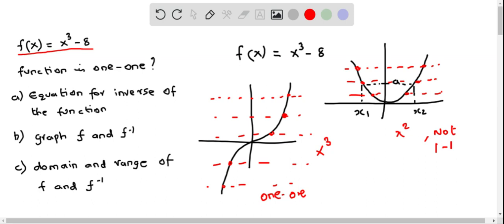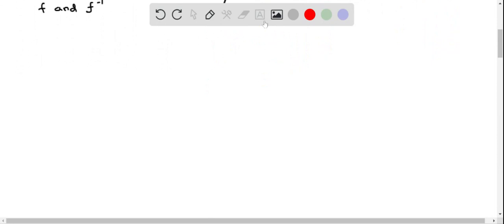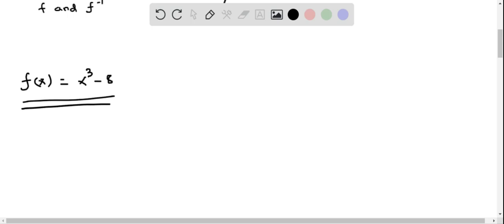Now considering the function given in this question, let's write it down. We have f of x equal to x cubed minus 8. We can also determine if it is one-to-one using the algebraic method. In the algebraic method, we first take an input and find the value of the function. Let's say we take the input a, then f of a is equal to a cubed minus 8.